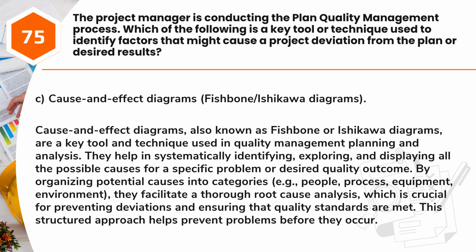Answer: C. Cause and effect diagrams, fishbone/Ishikawa diagrams. Cause and effect diagrams, also known as fishbone or Ishikawa diagrams, are a key tool and technique used in quality management planning and analysis. They help in systematically identifying, exploring, and displaying all the possible causes for a specific problem or desired quality outcome. By organizing potential causes into categories, e.g., people, process, equipment, environment, they facilitate a thorough root cause analysis, which is crucial for preventing deviations and ensuring that quality standards are met. This structured approach helps prevent problems before they occur.